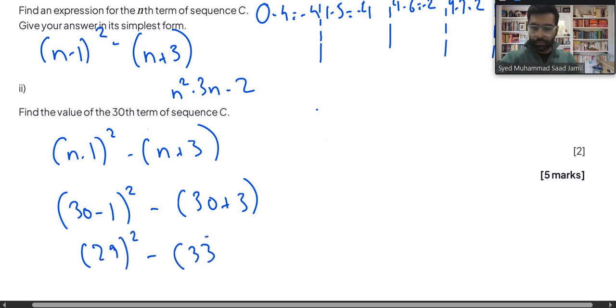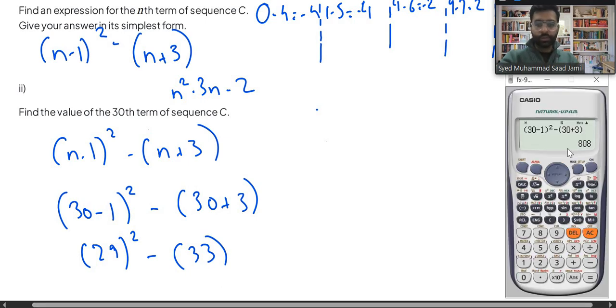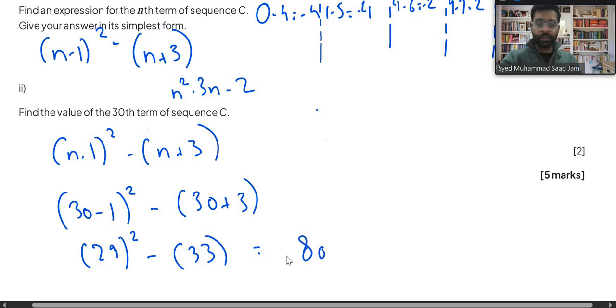So 33. Okay, guys. Now, Bismillah, Inshallah, we get the correct answer. So 30 minus 1 whole squared, that's 29 squared, minus 30 plus 3, which is 33. So the answer is 808.